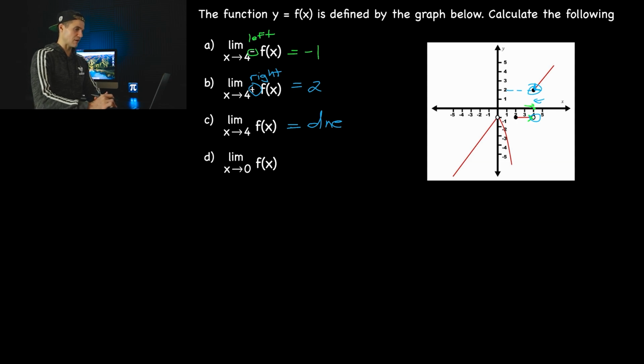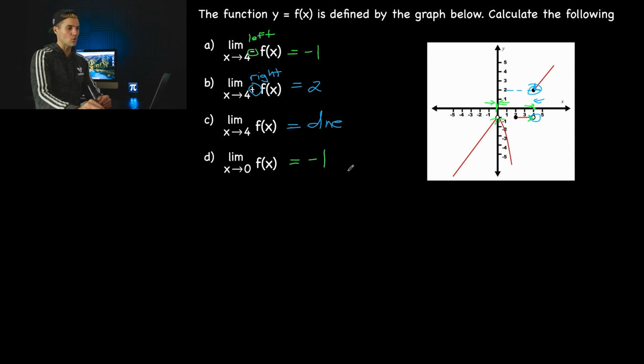And then finally, this limit as x approaches 0. Notice we're not approaching 0 from the left or from the right specifically, so we have to see what happens from both sides. This is the x value of 0 here, so as we approach 0 from the left and from the right on the function, notice what's happening. We are approaching the same y value of -1.